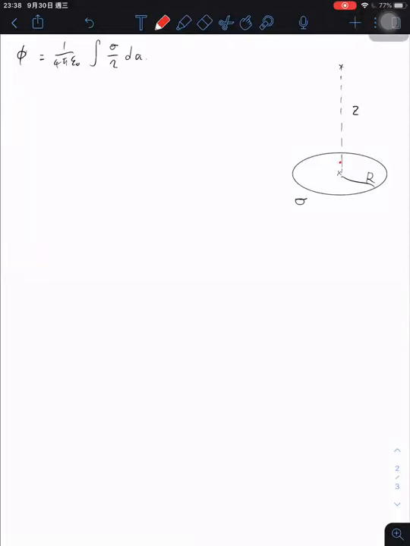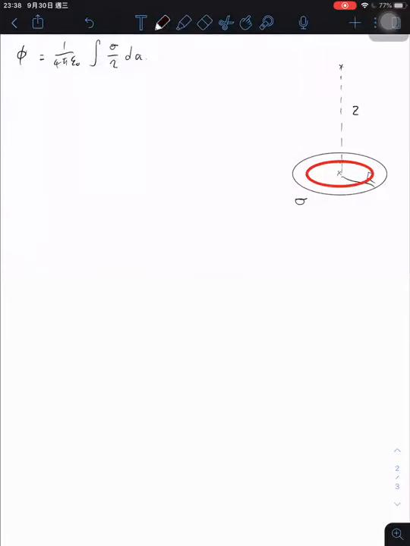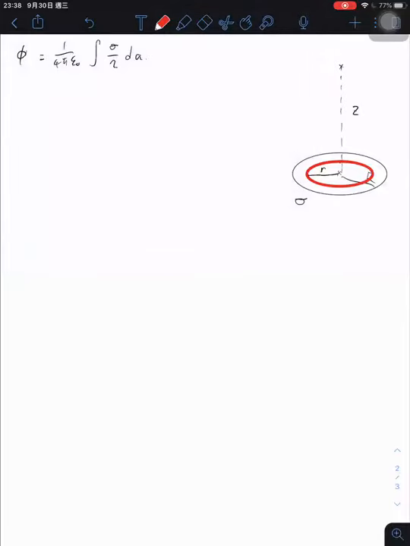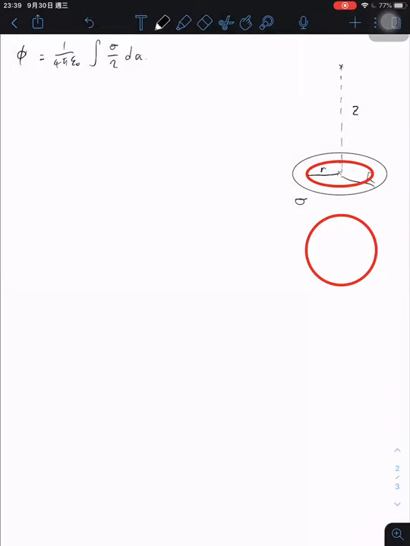For these kinds of questions, first of all, we can divide the disk into a bunch of rings, which is indicated by the color red here. Let's say the ring has a radius of small r. Let me draw the top view of the ring here. So if we divide the disk into different small rings with radius small r, the width of the ring is dr.